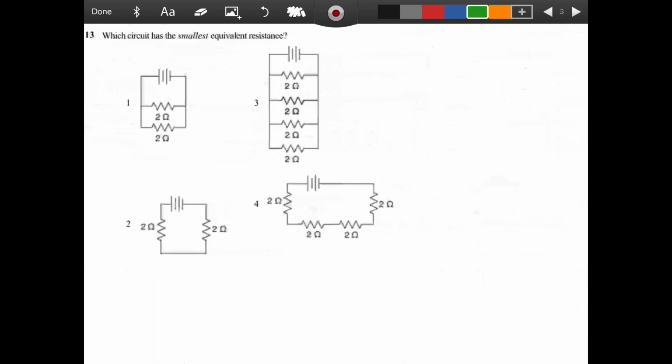Okay, now which circuit has the smallest equivalent resistance? Now, 2 and 4 are the easier ones to calculate. They're very quick because these are in series, and based on my rules on my reference table, we just add them all up for a series circuit. So 2 has a total resistance of 4 ohms, and 4 has 2, 2, 2, 2. Add those up, it has a total resistance of 8 ohms.